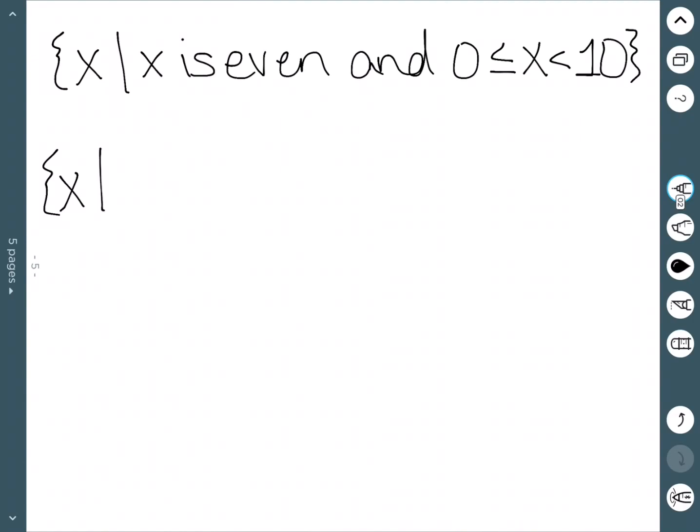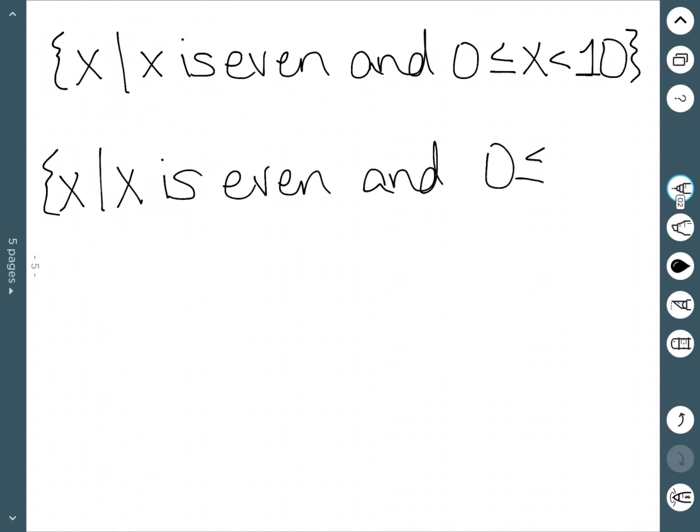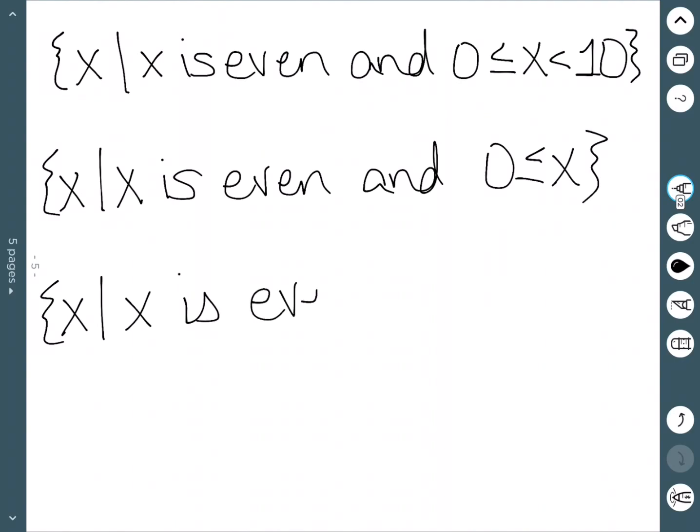My next example was where I kept going infinitely. So we say x is even and x was positive, or really non-negative since it included 0. So we need x to be greater than or equal to 0. My final example didn't include negatives, so we just had that x is even. So the set of all x such that x is even.